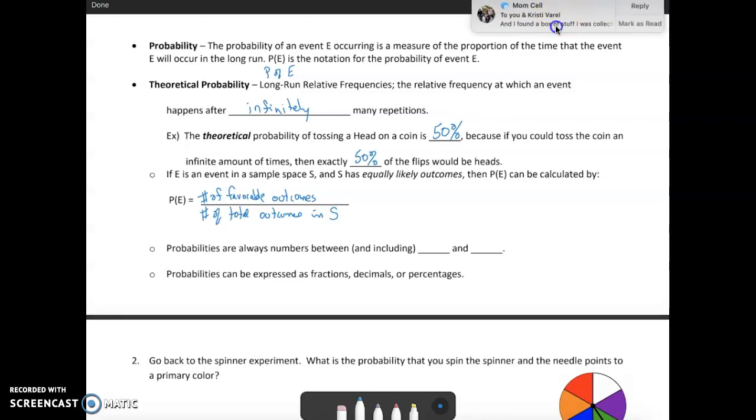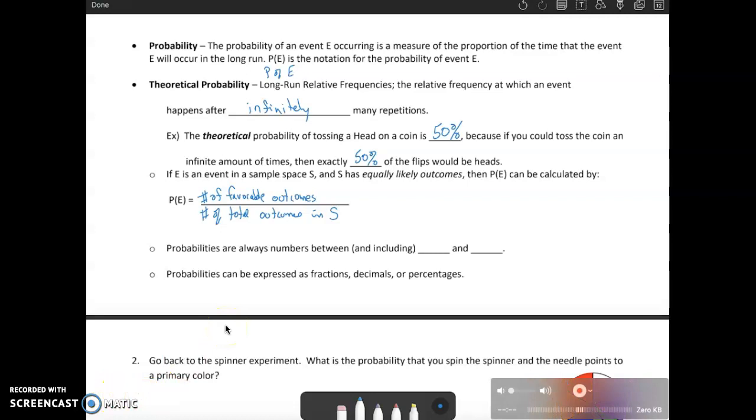Probabilities are also always numbers between and including 0 and 1, or because they can be expressed as fractions, decimals, or percentages, 0% and 100%. So you can give them as decimals, you can give them as fractions, or you can give them as percentages. Always be careful to double check your directions on your problems as to how they want your answers given back.